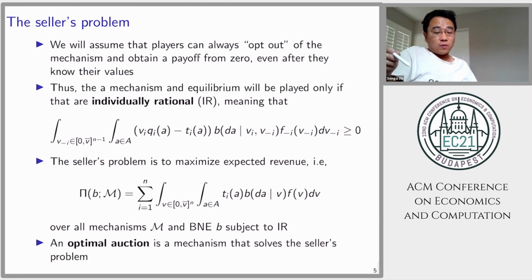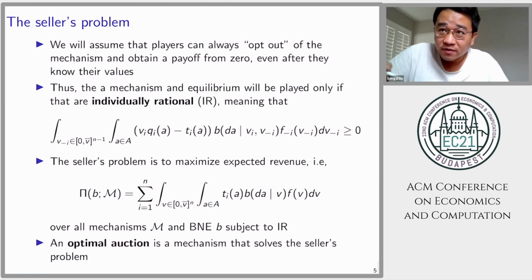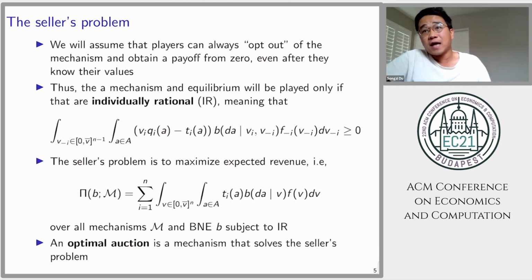We will assume that players can walk away from the auction. Therefore, each auction must satisfy individual rationality constraints, IR constraints. Conditioning on every type v_i, the expected payoff in equilibrium from this auction has to be weakly positive. And this is just a formula for the expected revenue in equilibrium of this auction. We're interested in the optimal auction that maximizes the expected revenue in equilibrium.